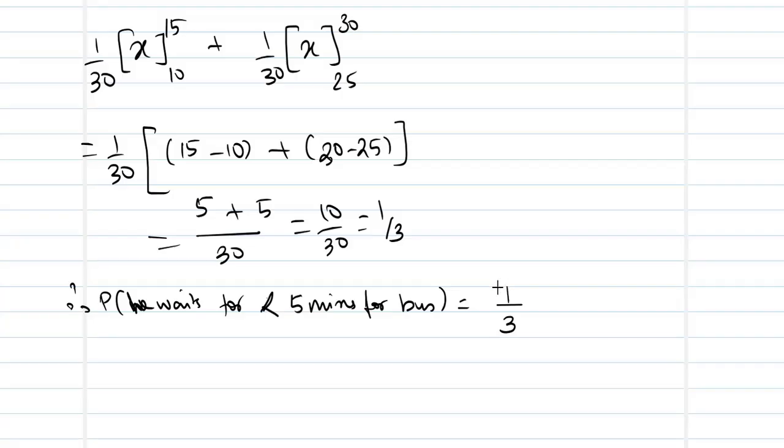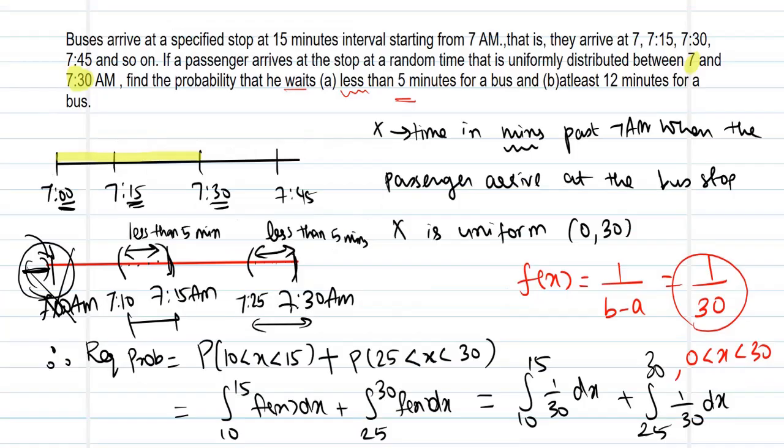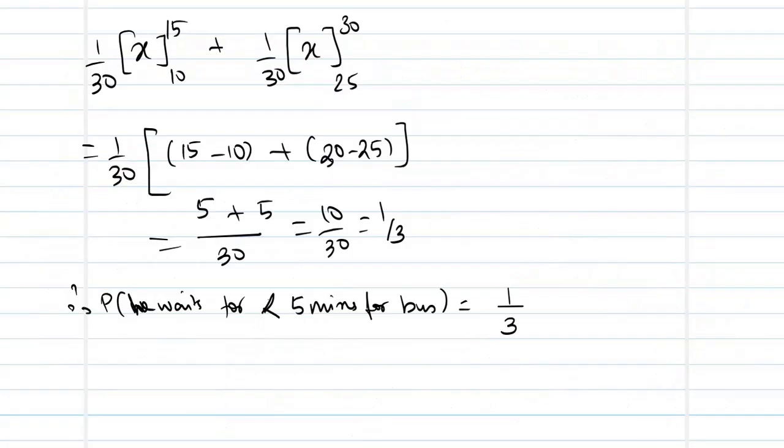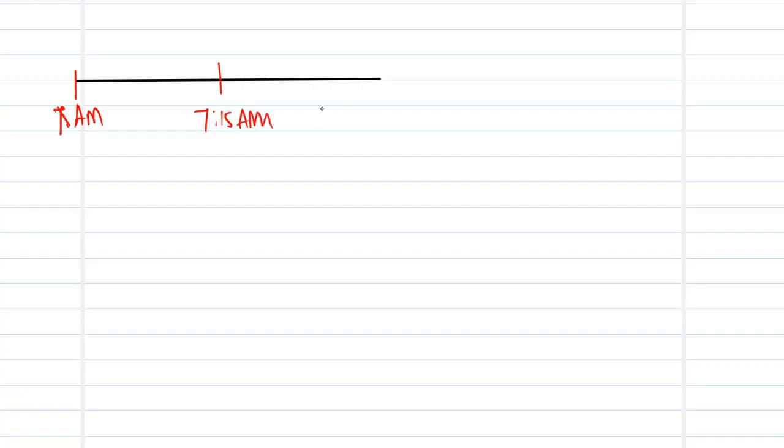Let us now move on to the second subdivision. What is the second subdivision asking us? He has to wait for at least 12 minutes for the bus, 12 or more than 12 minutes. So let us mark it in the next slide. This is going to be our 7 to 7:30 slot. This is our 7 a.m., this is our next 7:15 a.m., and the last one will be at 7:30 a.m.